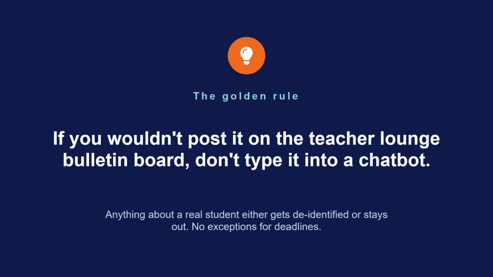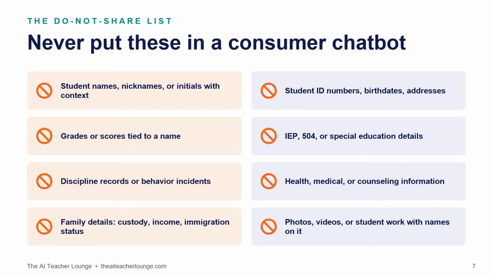Okay. So anything about a real student either gets de-identified or stays out. There are no exceptions, not even for deadlines. So if your admin decide to put more stuff on your plate and you got a bajillion things to do, like we all do, don't let the deadlines or the stress of having to get stuff done make you break federal and state law. Remember, they will not stand behind you if you screw up. So just don't do that.